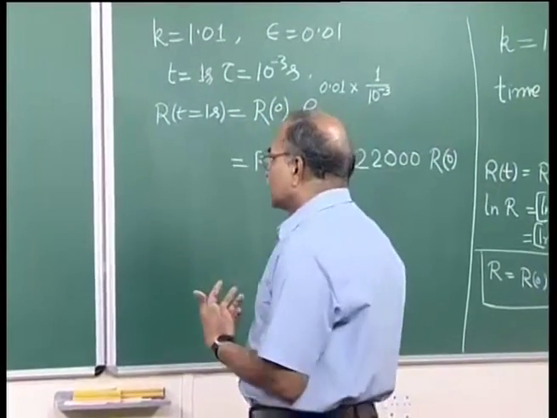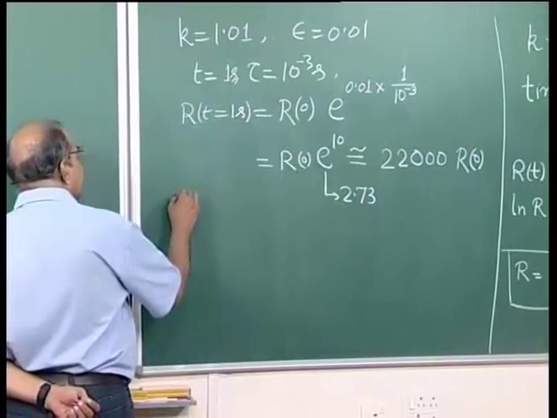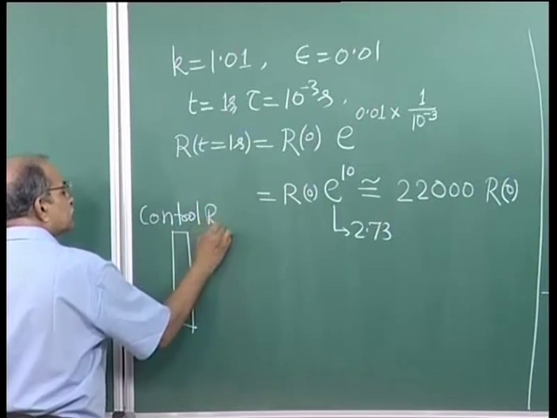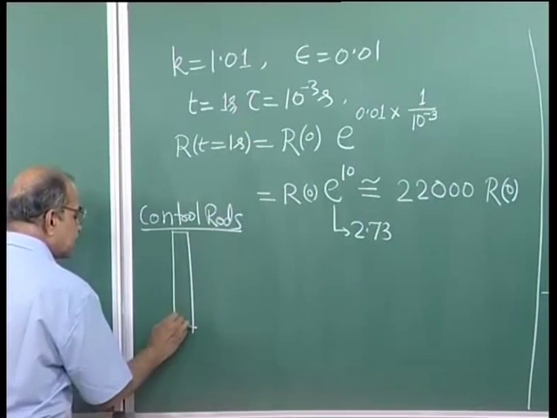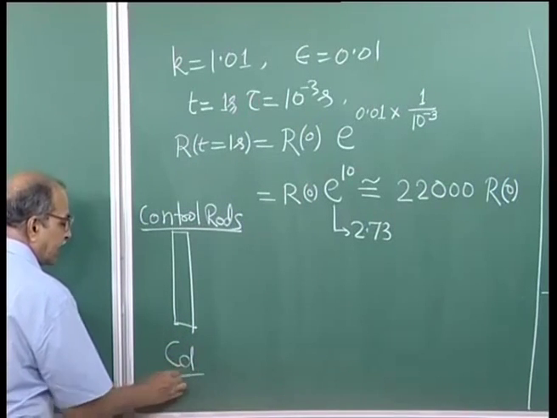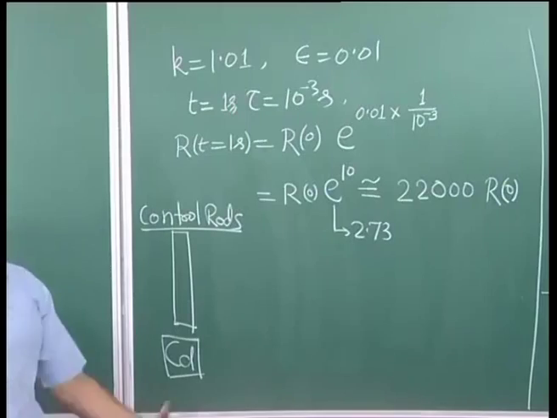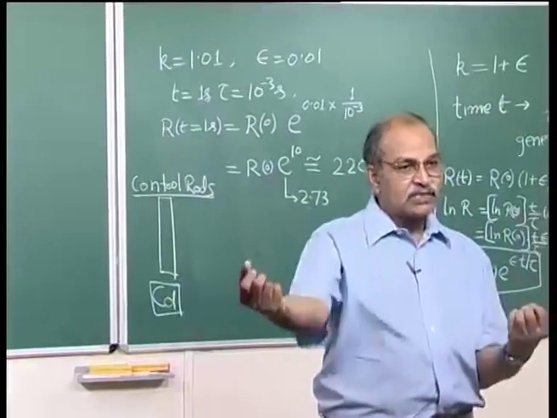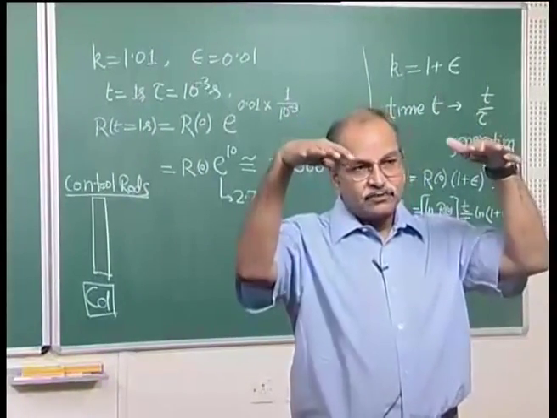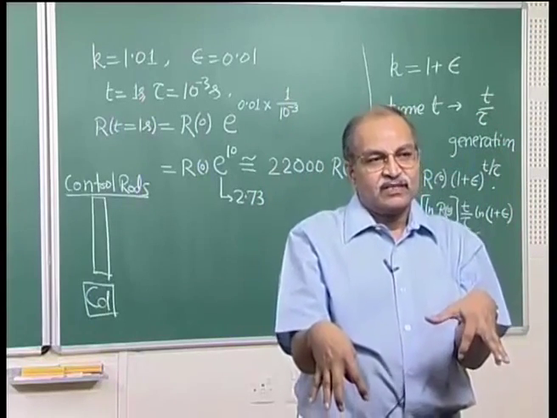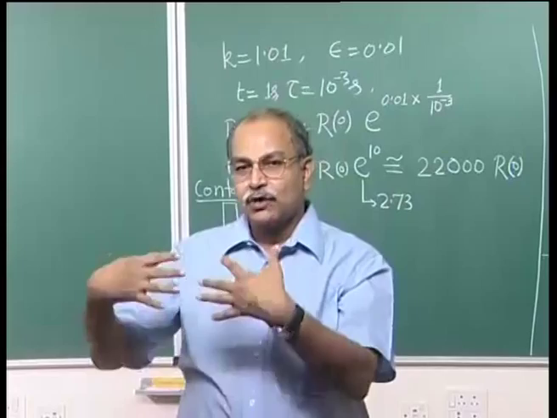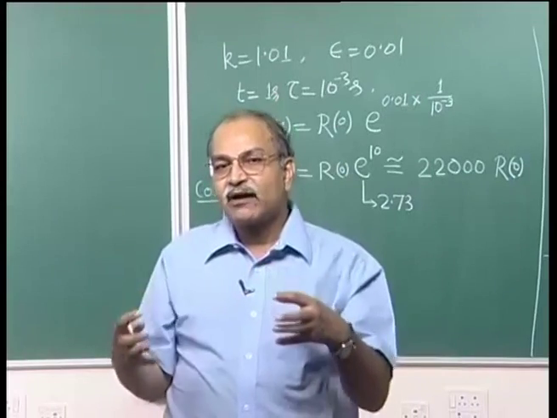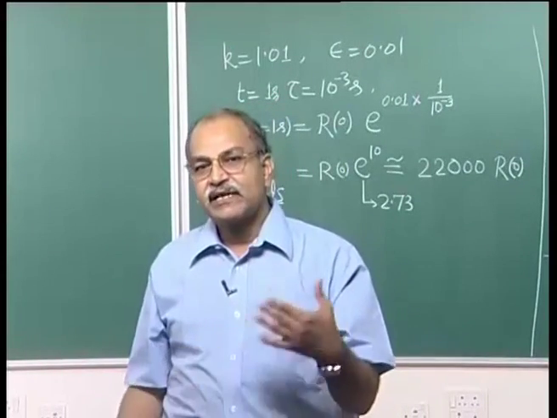Control rods are rods made of materials which absorb neutrons. Cadmium is the most popular choice, cadmium absorbs neutrons. So, these rods are put in the core, and the fuel rods are separated and these control rods can just go in between. So, when you want to slow down the reaction, these control rods are pushed inside so that they start absorbing more neutrons and the rate goes down.